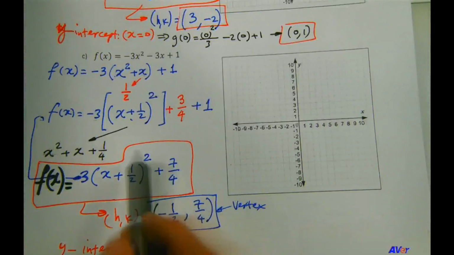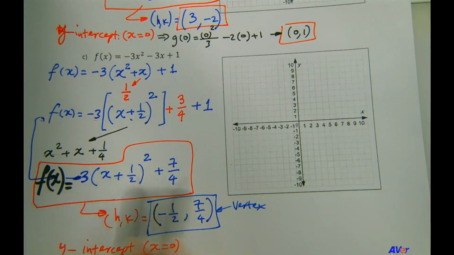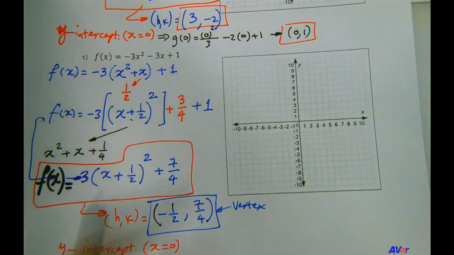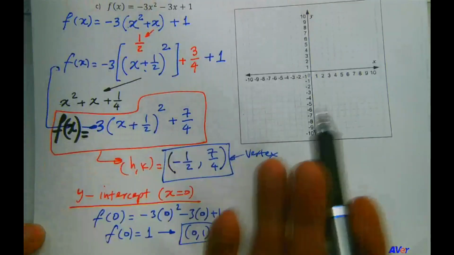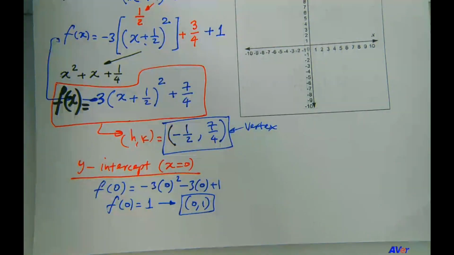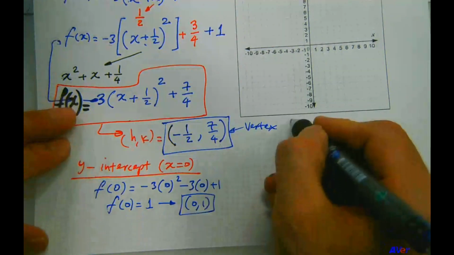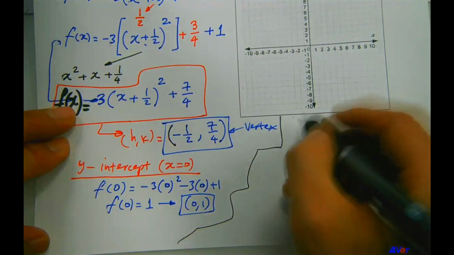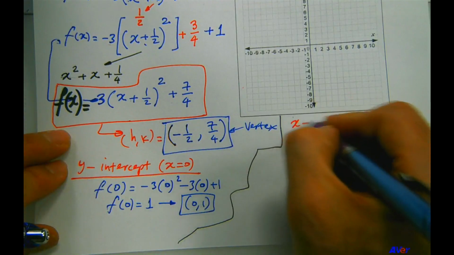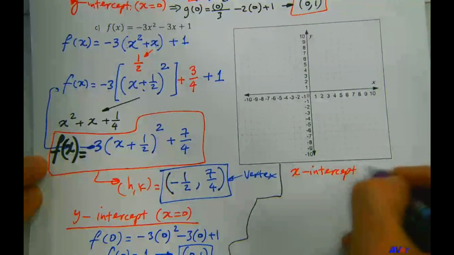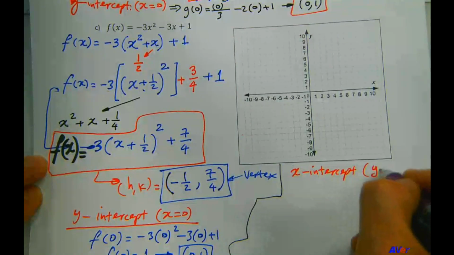So let's use this to find the... so for y-intercept, I use this. For the x-intercept, I'm going to use this because it's easier. Okay? Let me put that work here. So x-intercept, which means y equals 0.